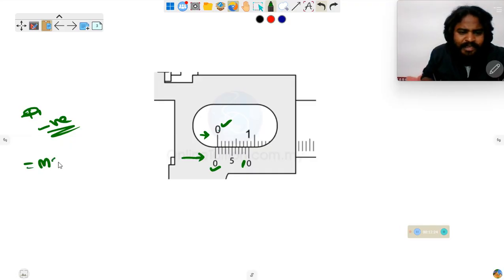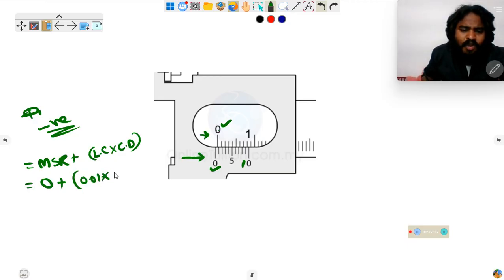The reading is main scale reading plus least count into coinciding division, right? So 0 plus least count, which is 0.01, into the coinciding division. I told you already that for negative error you have to take 10 minus the coinciding point. Which point is coinciding well? Exactly, the fourth. If you see this fourth point, the fourth lines are coinciding well.